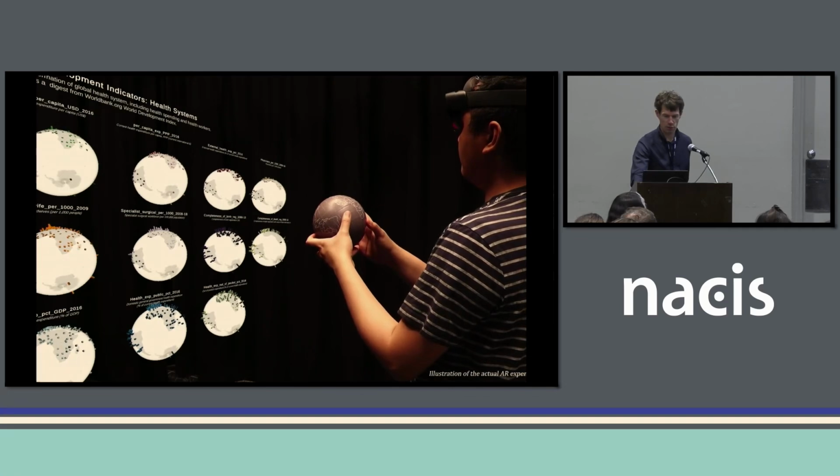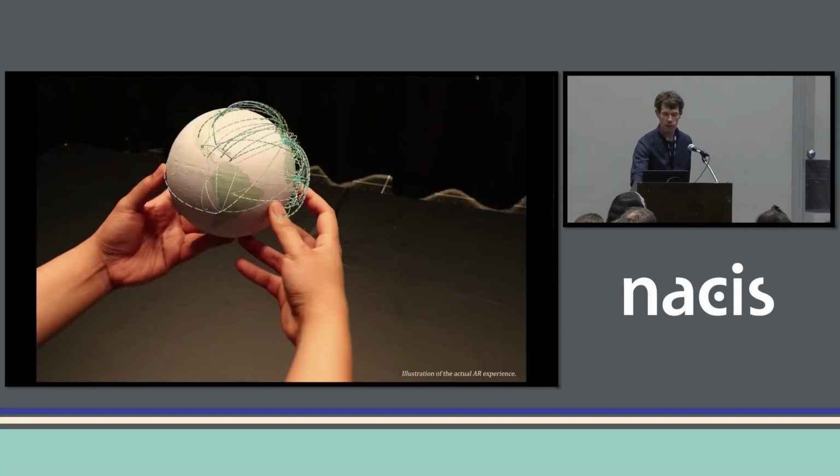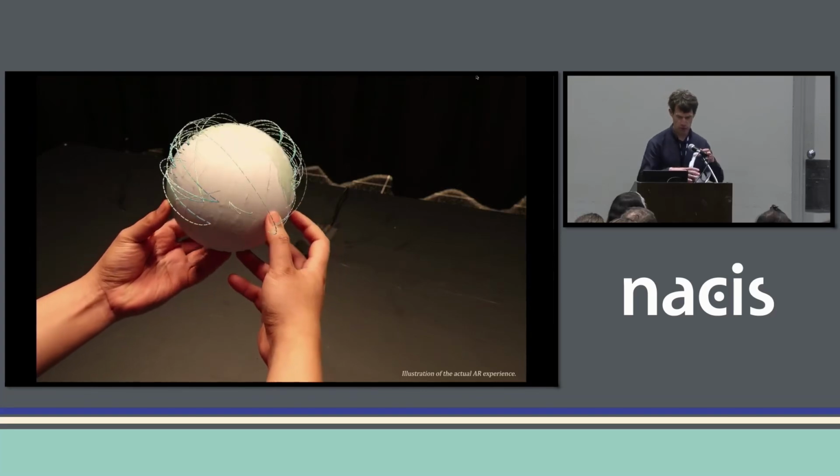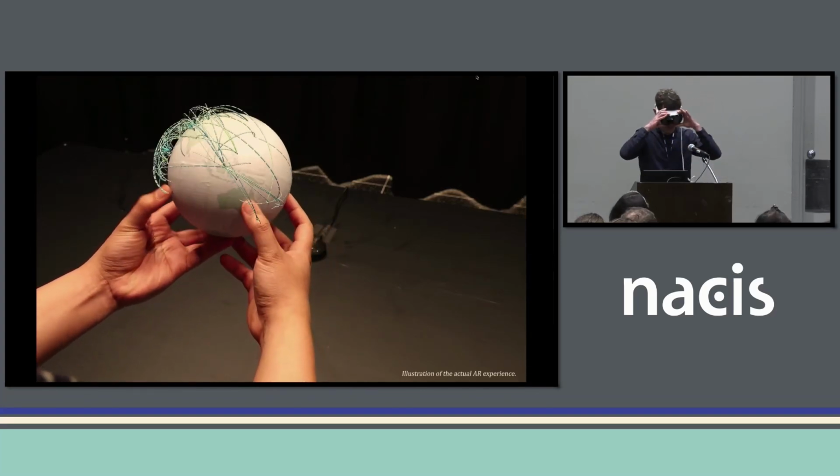And this time here with bars on top. And we can also augment physical globes. Here we see net migration between different countries.